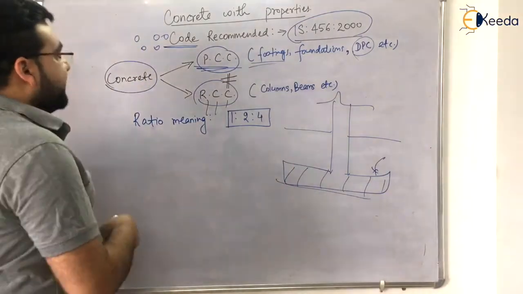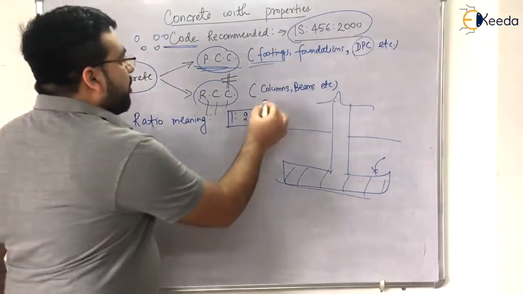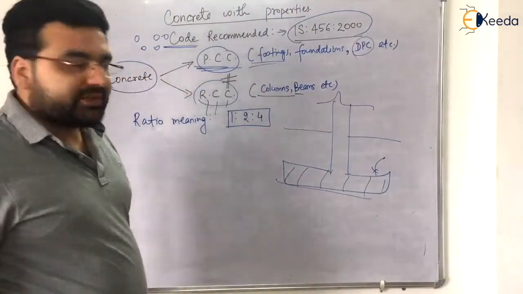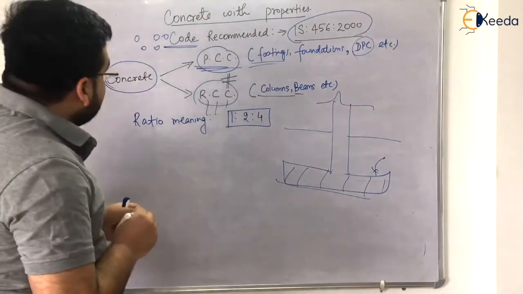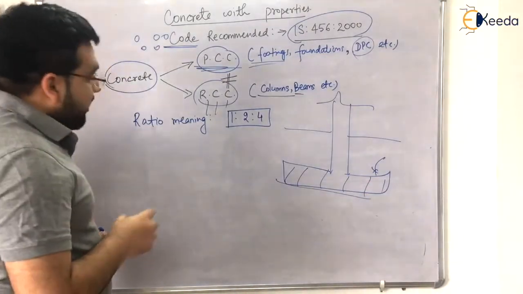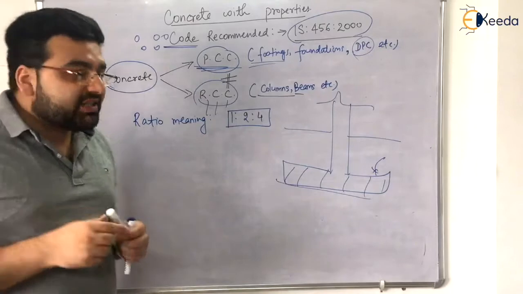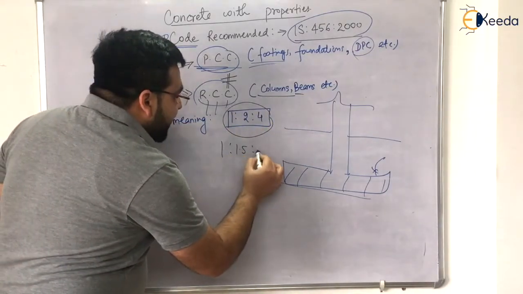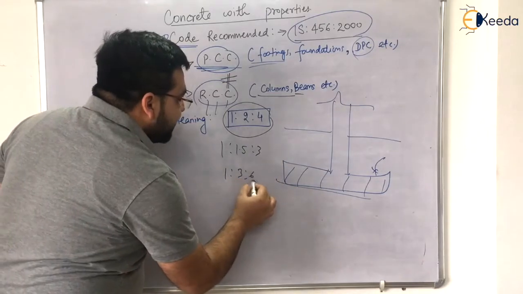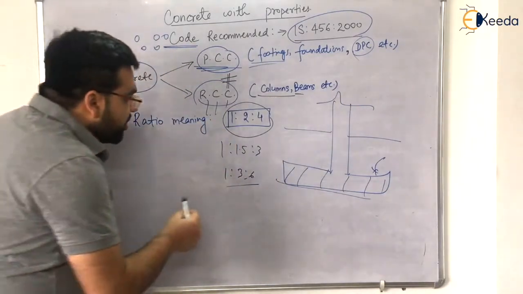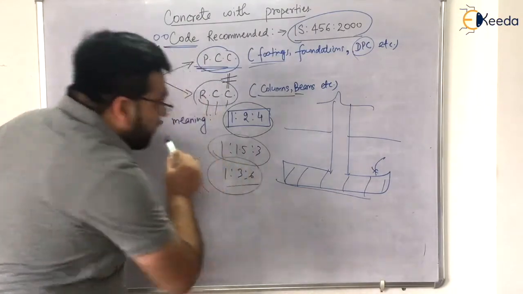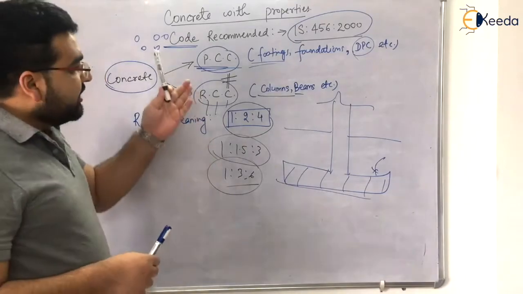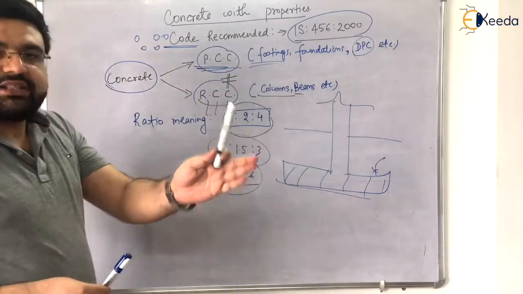Okay. Now RCC means reinforced cement concrete. It is used in columns, beams, slabs, right? It is used in these types of structures. Okay. Now the next important thing is, while designing concrete, you must have seen some ratios: 1:2:4, 1:1.5:3, 1:3:6, and so on. Now the question is, what does this ratio mean? It actually means the proportion of cement to fine aggregates to coarse aggregates.